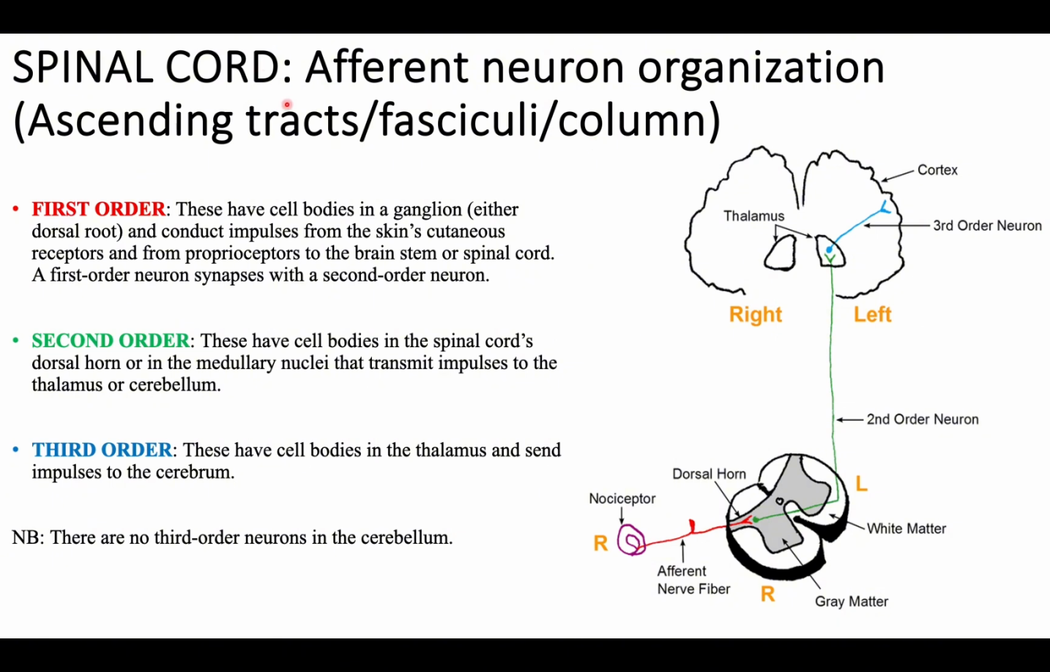So that is what is called the tract. The same thing is called the fasciculus. The same thing is called the column. So don't ever be confused with these things. They are just representing the axon.